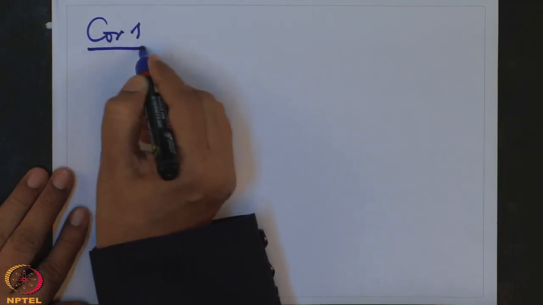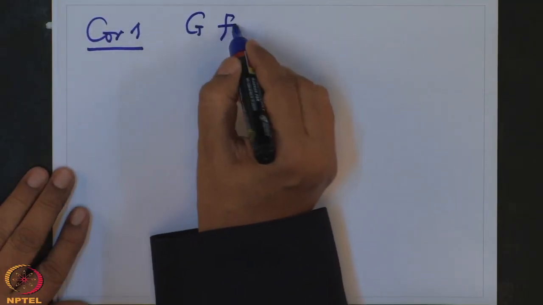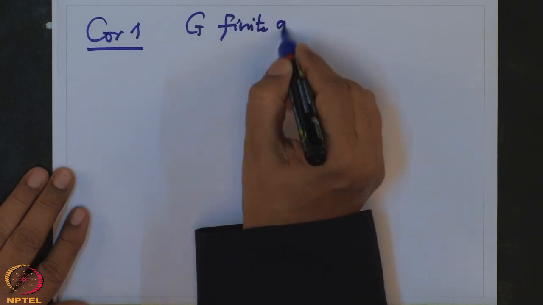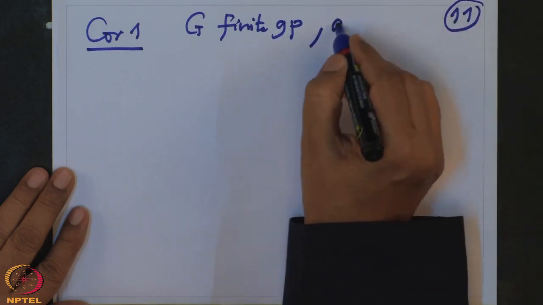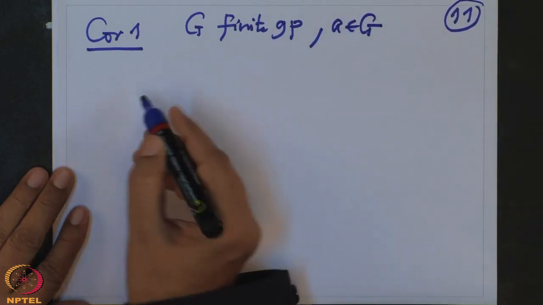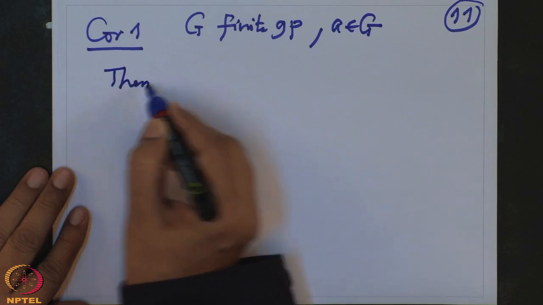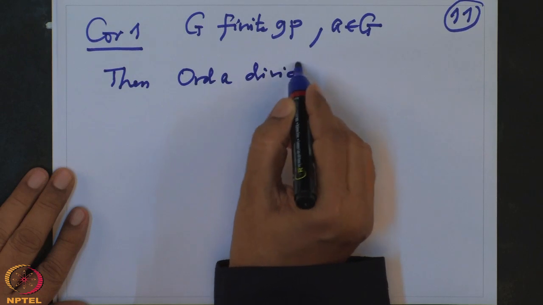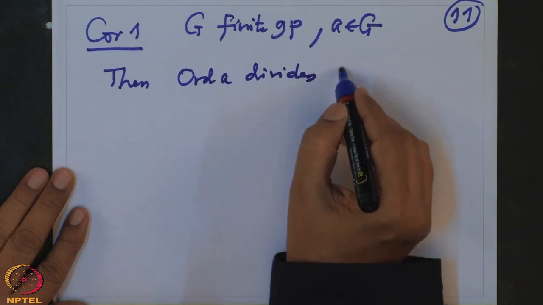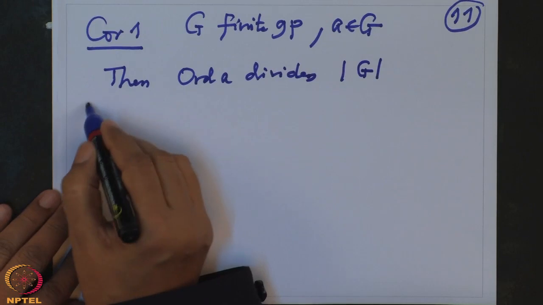Okay, now I have only two observations to record for future use. Corollary 1: G is a finite group, and I have an element A in G, then the order of A divides the order of G. Proof.